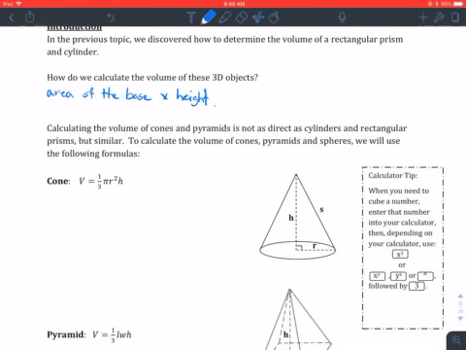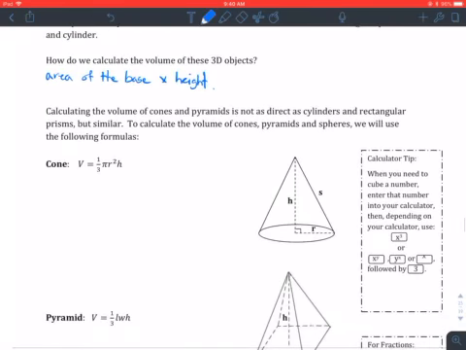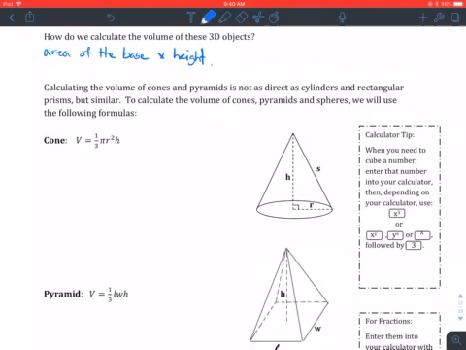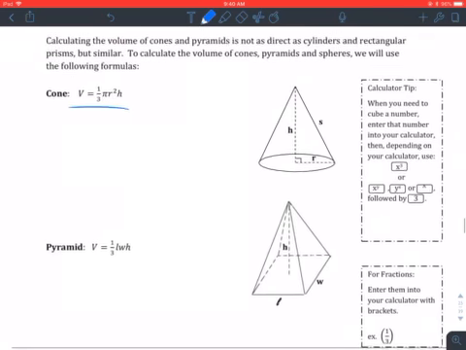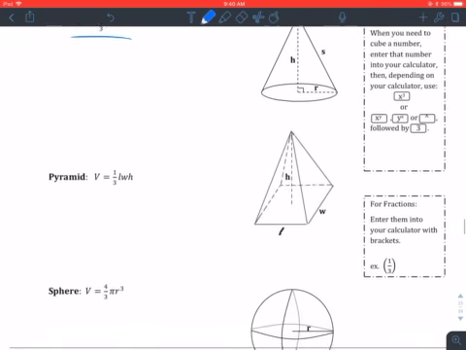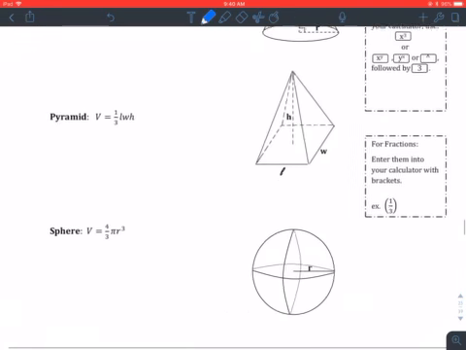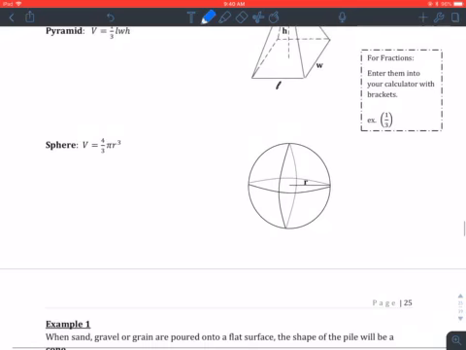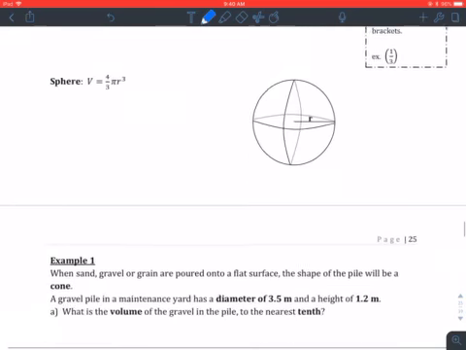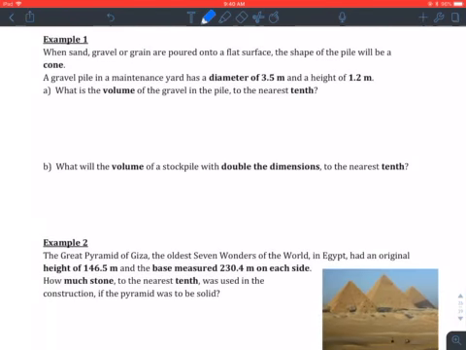But now when we deal with these ones, they are a little bit more complex, and we aren't going to be responsible for deriving those formulas. You are going to be given them, and you can see I have the cone as 1/3 pi r squared times h, pyramid as 1/3 length, width, height, and the sphere as 4/3 pi r cubed. So all of those formulas you are provided with, so we're going to use them in a couple of examples.